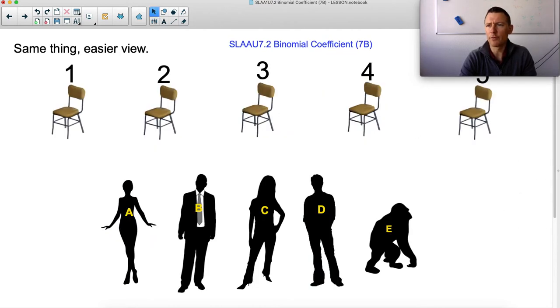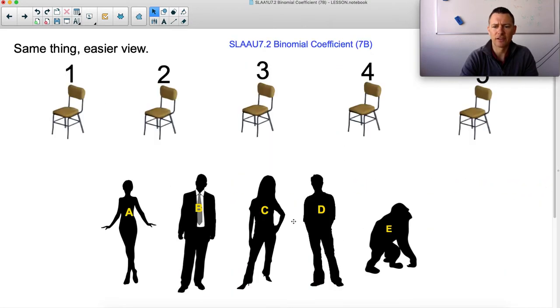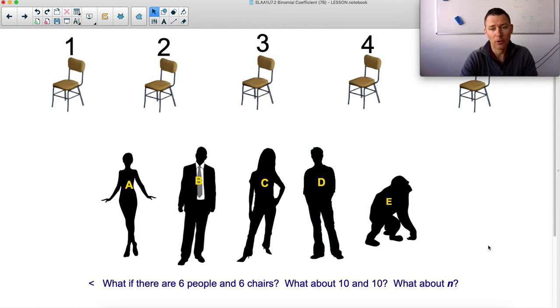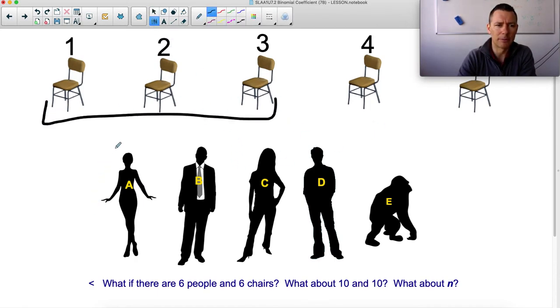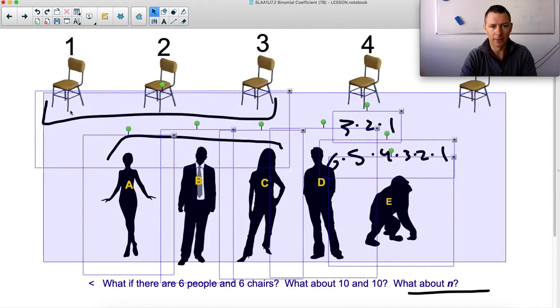So that's pretty neat. What if you have 6 chairs and 6 people, or 10 chairs and 10 people, or n chairs and n people, right? You're probably guessing. When we had 3 chairs and 3 people, that was 3 times 2 times 1. And when we had 5 chairs and 5 people, we had 5 times 4 times 3 times 2 times 1. And if you had 6 chairs and 6 people, it'd be 6 times 5 times 4 times 3 times 2 times 1. And if you had 10 chairs and 10 people, it'd be 10 times 9 times and so on. And if you had n chairs and n people, it would look like this.